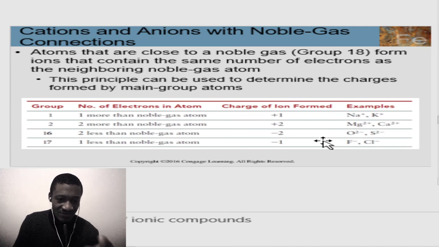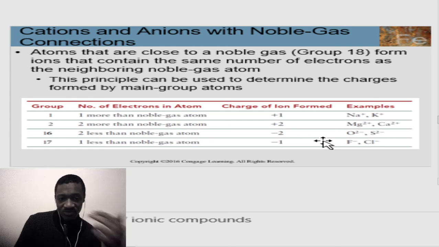So you have group 2, and it has 2 more than the noble gas, so it will give 2 to attain noble gas configuration. And you have examples because it's +2. You have magnesium, you have calcium that we saw previously, and then the ones that are 16 and 17. Group 16 will now receive 2 to attain noble gas configuration, so it has 2 less than the noble gas, -2, and it has oxygen and sulfur.